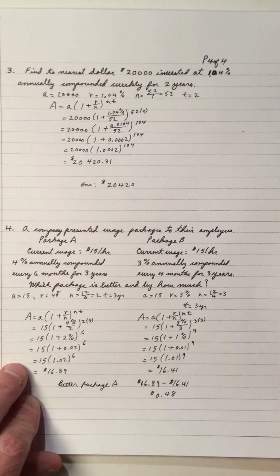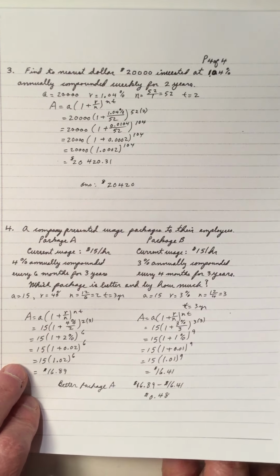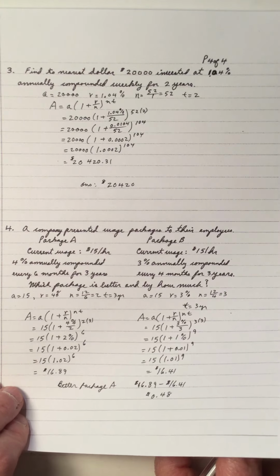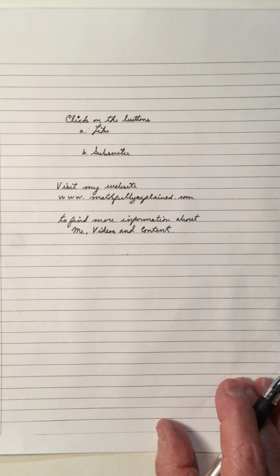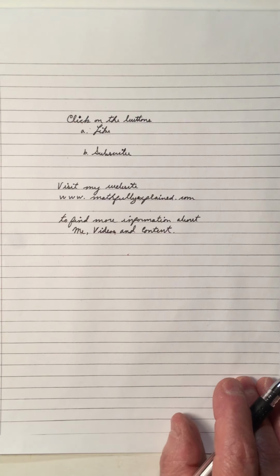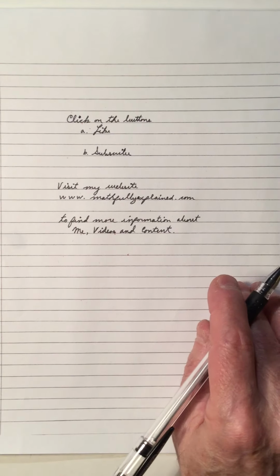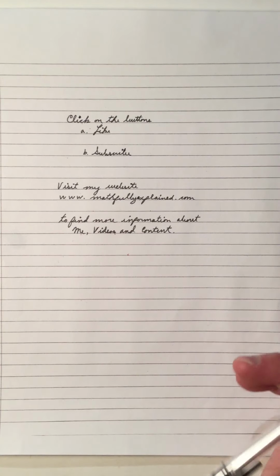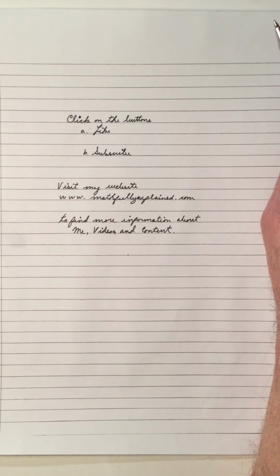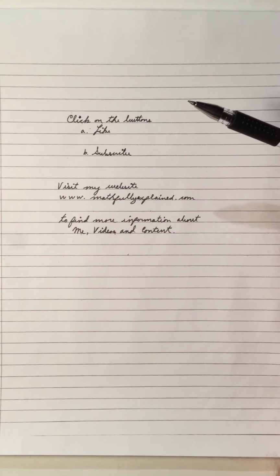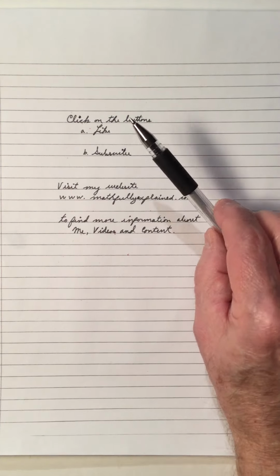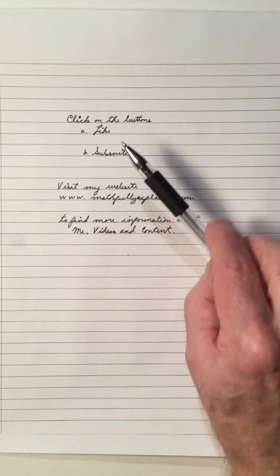So that's a little bit on explaining about compound interest, and hopefully you understand about the compound interest. Don't forget the formula for compound interest: A times 1 bracket 1 plus r over n bracket to the power of n times t.